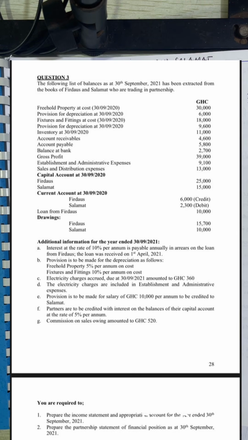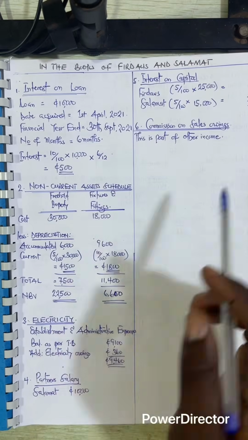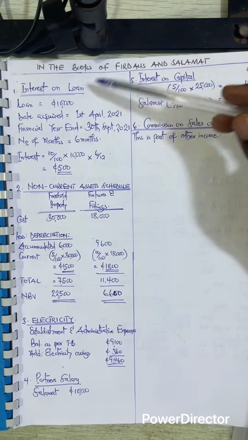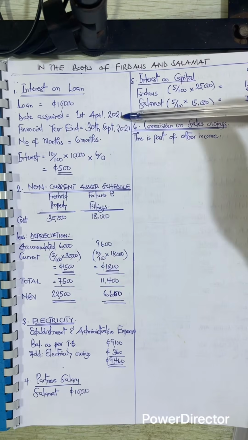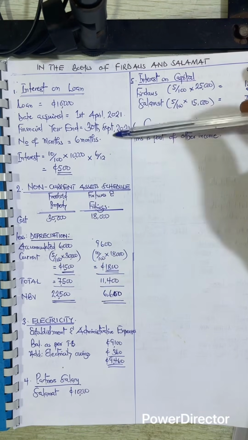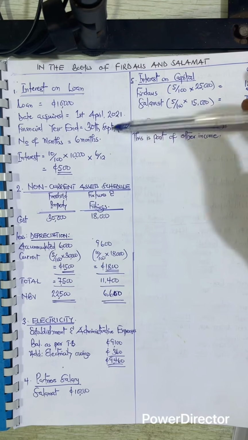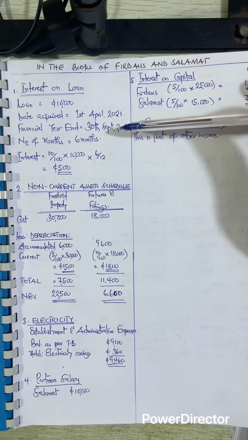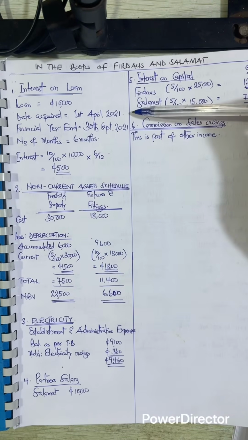So let's take a look at the workings. Well, so the first one, we have the interest on loan. And we all know that with the interest on loan, the loan itself was 10,000. We acquired the loan on 1st April 2021. The financial year ends on 30th September 2021. So between April to September, it means 6 months. So the interest will be the rate of interest multiplied by the principal multiplied by 6/12, which will give us interest of 500. Someone will be asking, why 6/12?